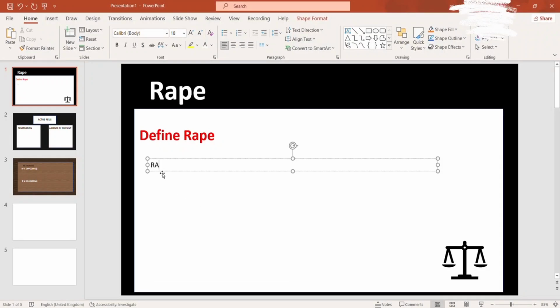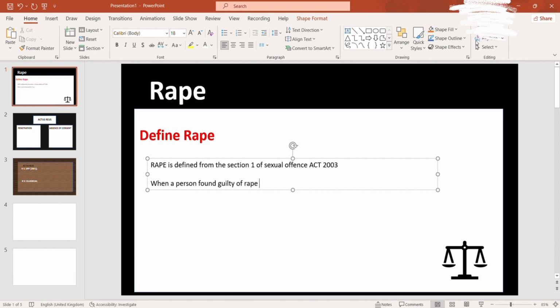Well, guys, let's go to the definitions of rape. Rape is defined from Section 1 of the Sexual Offences Act 2003. First of all, when a person is found guilty of rape, what are the elements that we should consider?